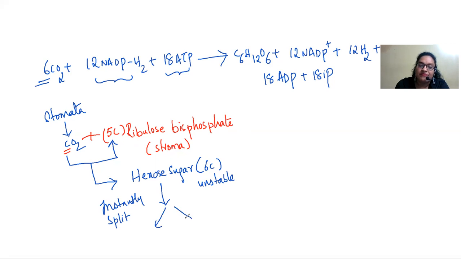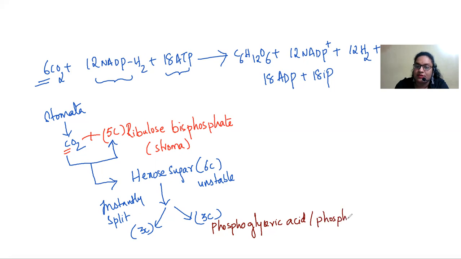two molecules, okay, and these two molecules each are going to contain three carbon atoms. We are going to call this three carbon atom compound phosphoglyceric acid, or you can even call it phosphoglycerate. In many of the IB international curriculums, they have used it as glycerate 3 phosphate. You can use any of the terminologies, but remember that they have only three carbon atoms.